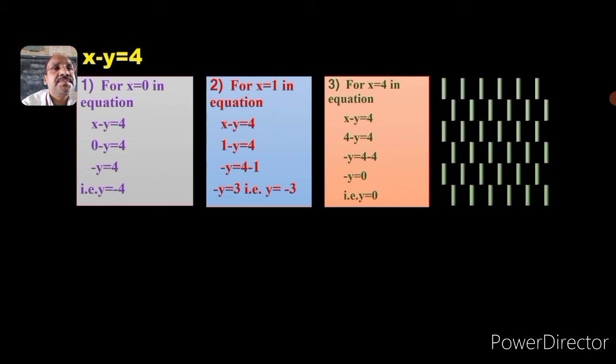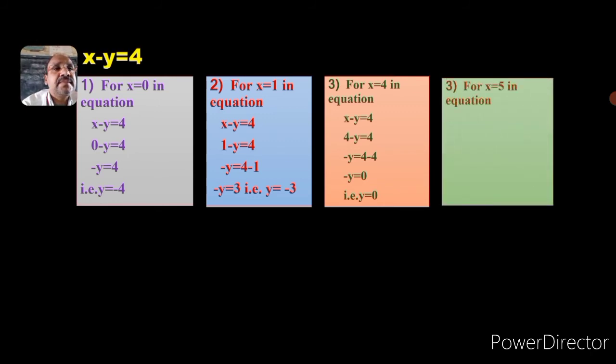Next, for x is equal to 5 in equation x minus y is equal to 4, when we put the value, equation becomes 5 minus y is equal to 4, minus y is equal to 4 minus 5, that is minus y is equal to minus 1, that means y is equal to 1.